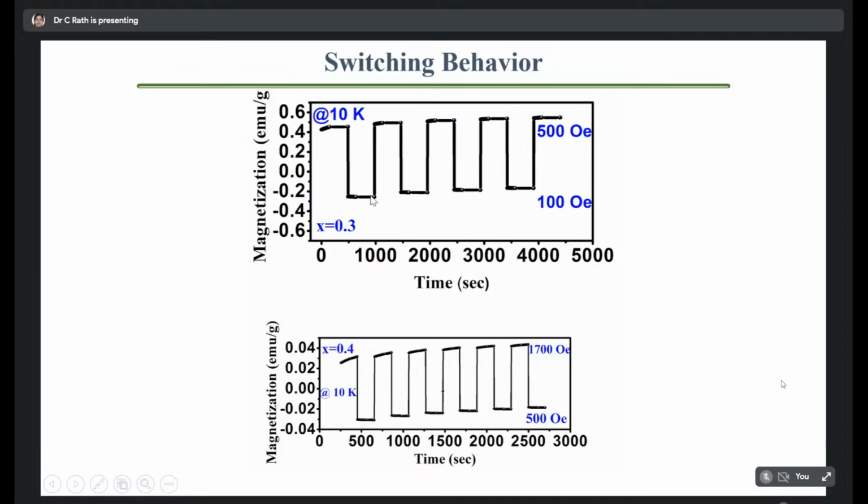At 100 Oersted, it was constant. Immediately we switch to 500 Oersted and measure for a certain time period. It remains switched to another magnetic moment. So with different fields, one can switch the magnetic behavior. That is the point. This is x = 0.3, and in 0.4 at 10 K, we apply magnetic fields of 500 and 1700 Oersted. As we increase the iron concentration, the switching behavior in fact needs a very high field.